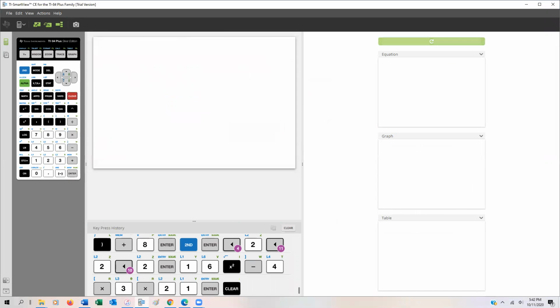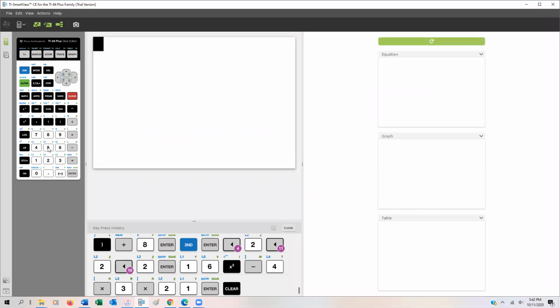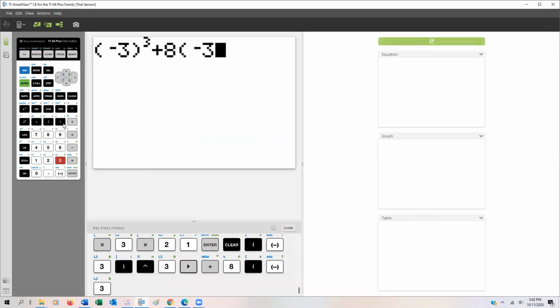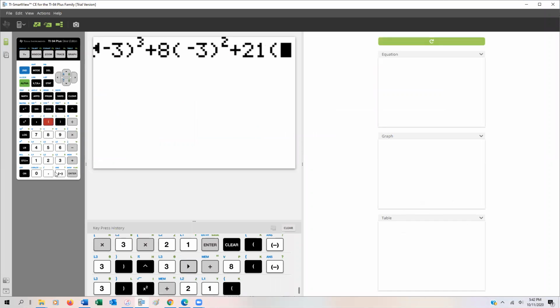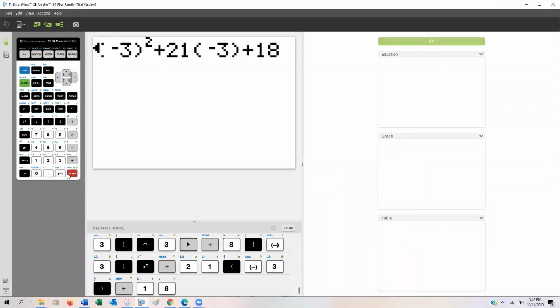All right. So going back to our function, just really quickly, our function is x cubed plus 8x squared plus 21x plus 18. And so we're going to substitute -3 back in there. So -3 cubed plus 8x squared, and in this case x is -3. Notice I'm using parentheses for everything. Plus 21x, so that's 21 times -3. And then the last one was 18.